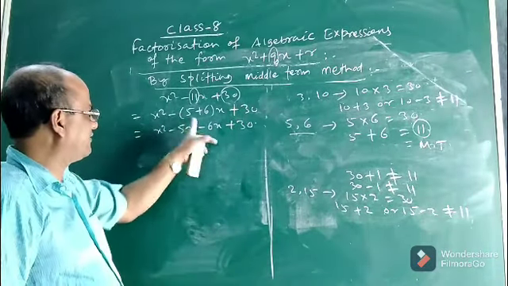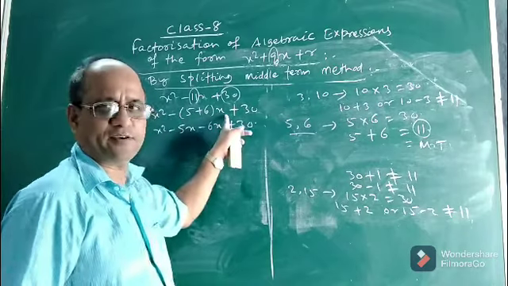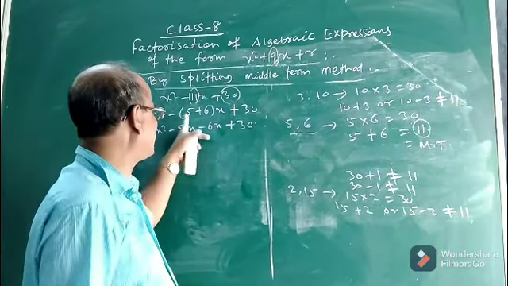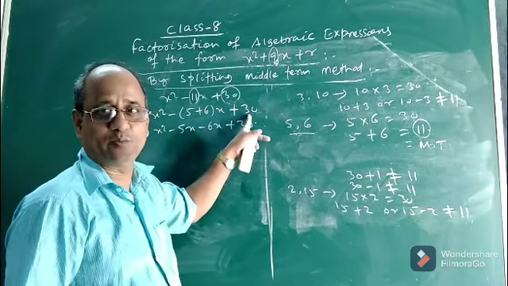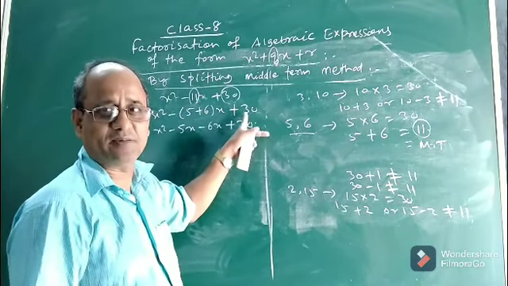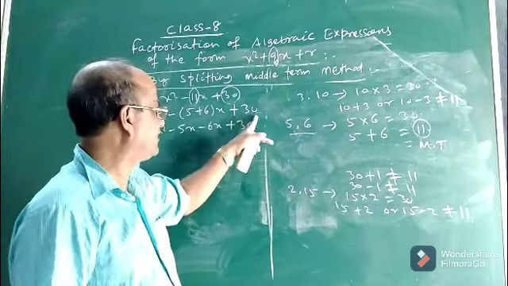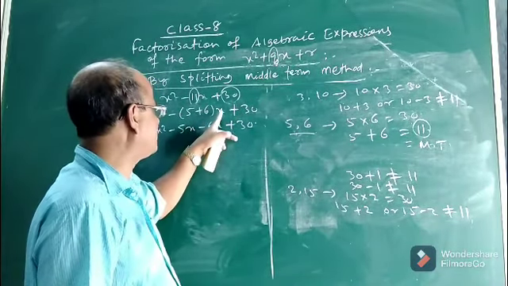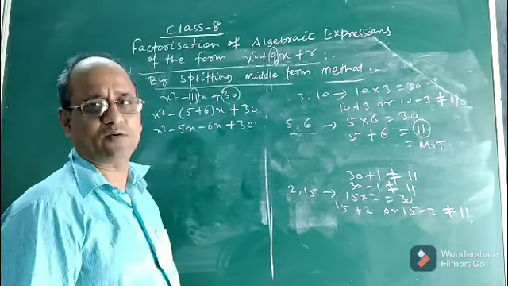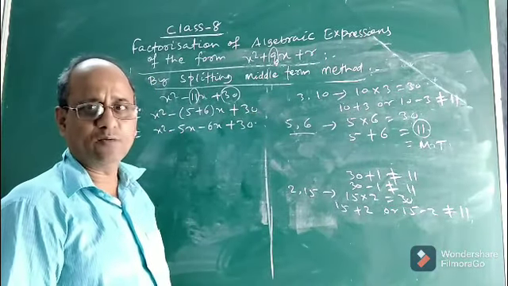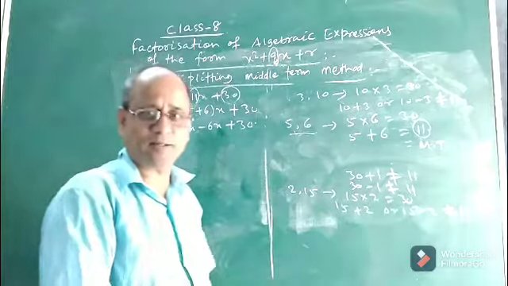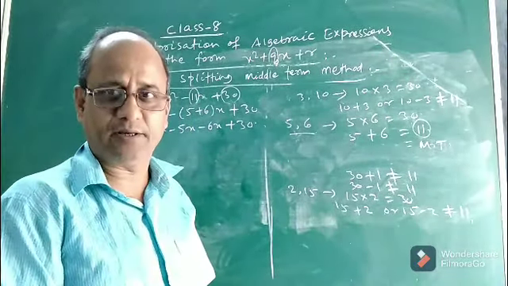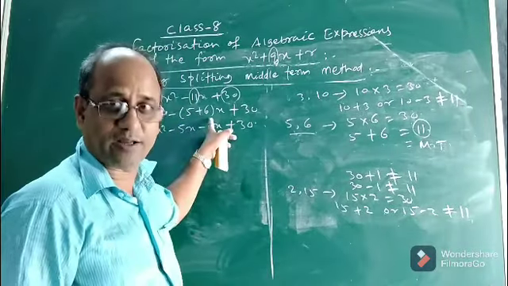Now look, children, this expression has come in which form? It has come in the form of x square minus (a plus b) into x plus a into b. If a is 5 and b is 6, then this is a into b, this is a plus b. That means x square minus (a plus b) into x plus a into b, which is the fifth identity that we have discussed: (x plus a) into (x plus b) equals x square plus (a plus b) into x plus a into b. So it is in that form.